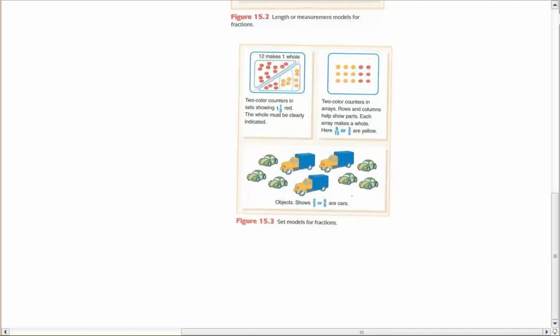Or objects that children like to play with, cars and trucks. If all these together is one whole group, then what fraction of them are cars? And it's the number of cars that tells us what fraction, not the fact that cars are smaller than trucks or anything like that. So we're focusing on the number of things.